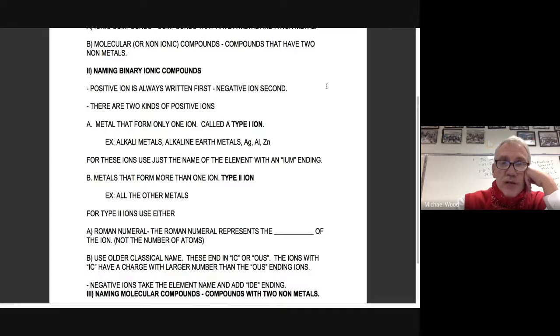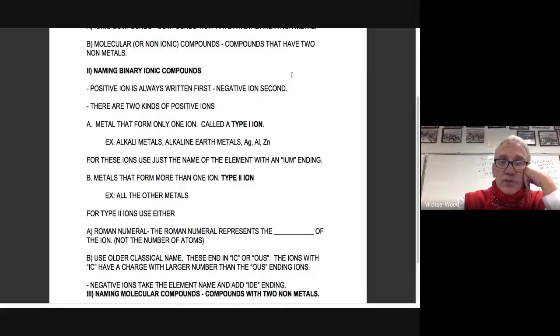There are 2 kinds of positive ions, and I like the way our book describes it. The type 1 ions are the first column, the alkali metals. This is if the first element in the formula comes from the first column, the second column, or is aluminum, zinc, silver, which is a little diagonal. For these elements, they all end in IUM, I guess, except for silver and zinc and aluminum. Those are type 1s, where it's just the name, there's no reference to a number.